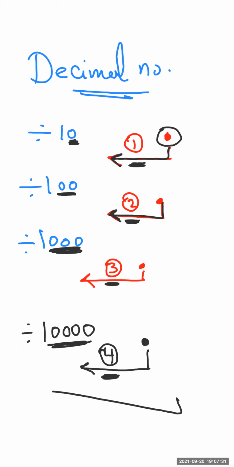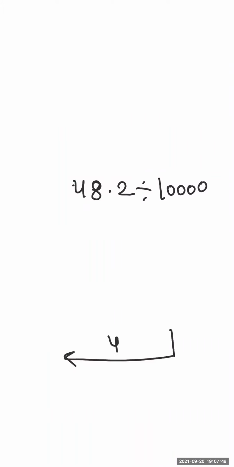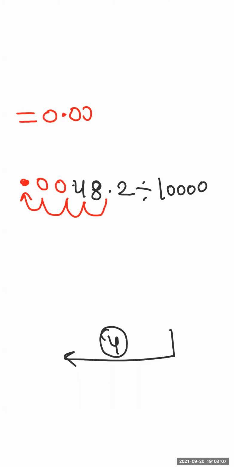Correct? So let me solve this question. If I'm going to divide 48.2 by 10,000, for example, the decimal point will move to the left. How many places, guys? 4 places, right? So 1, 2, 3, 4. So the decimal point will become here. How many empty places do we have now? It's 2. This one and this one. So the number will equal 0.00482. That's it.